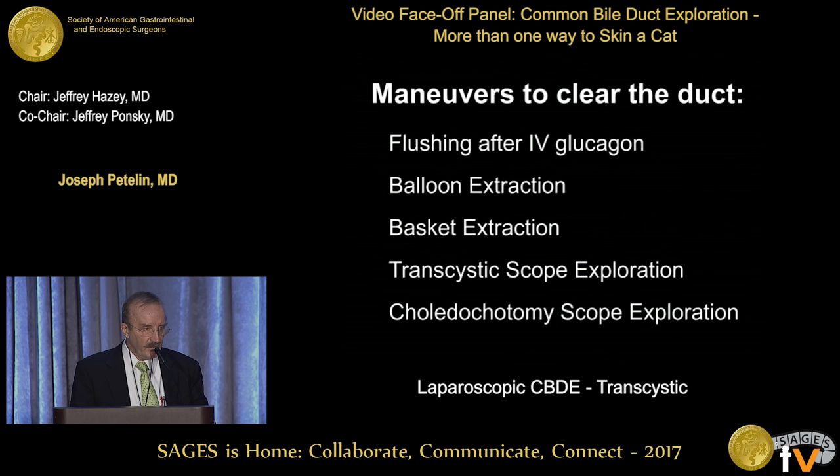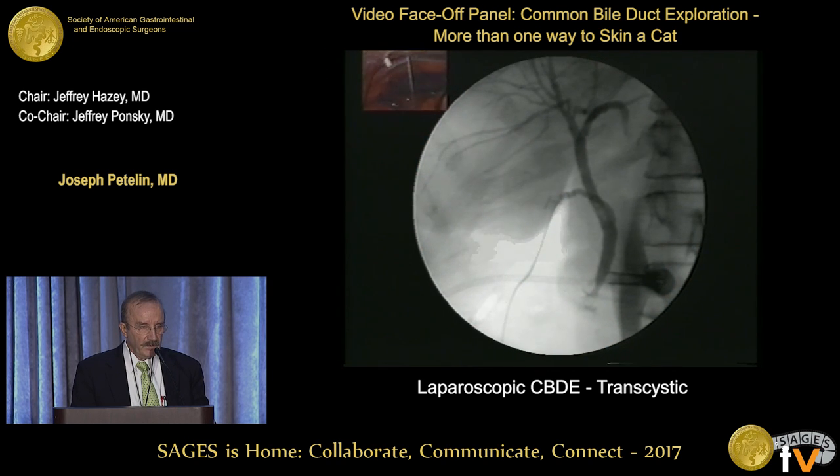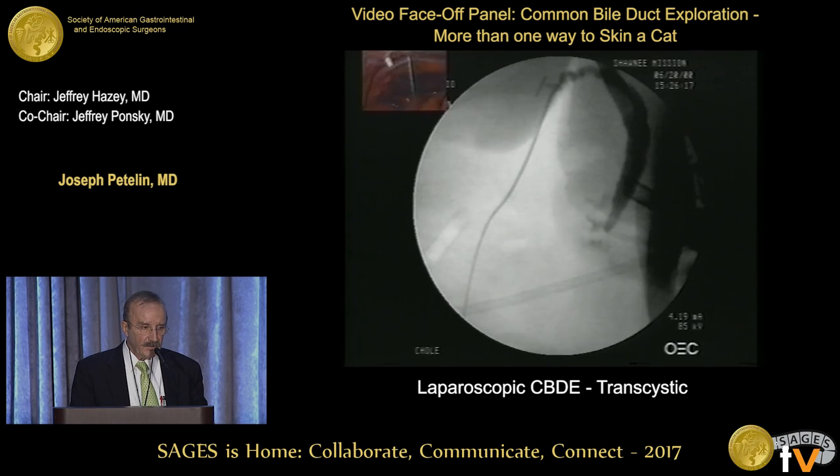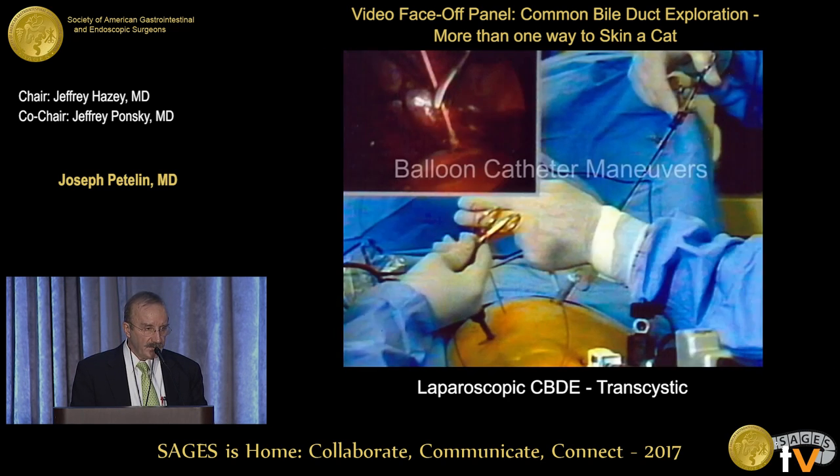But these are the things that we can do to clear the duct: flushing for small stones with glucagon, balloon or basket extraction, and then a transcystic extraction, possibly a cholecystectomy that somebody else will talk about. The glucagon, when you have the anesthetist give the glucagon, you have to be ready to inject the dye because it has almost an immediate effect. So I like to have them tell me exactly when they're starting to flush it in. You can see that there was a tiny stone that passed through.